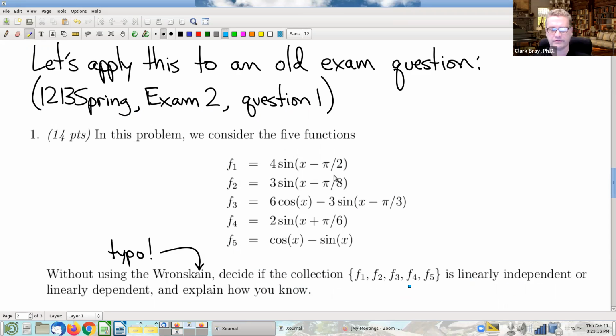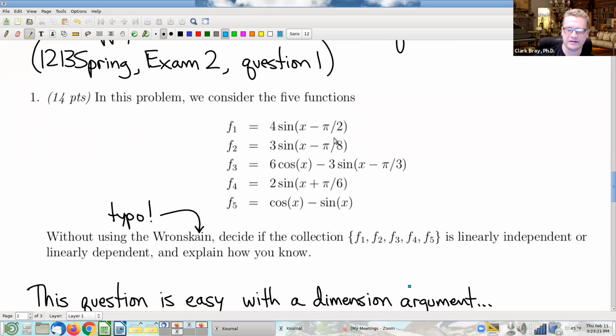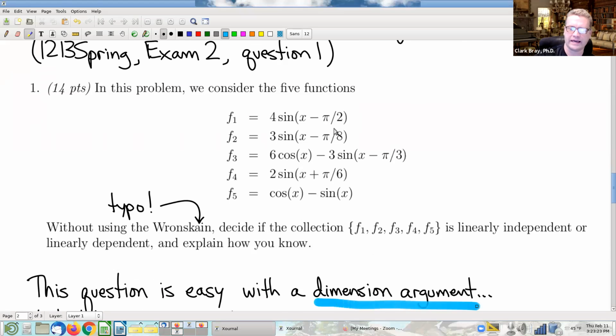Now, there are 3 ways that one could answer this question. One is to use a dimension argument. And as of this recording, we have not yet introduced dimension in this course. So we're not going to use the dimension argument. It's a nice way to do it, and arguably it's the easiest way to do it, but not going to make that argument here.